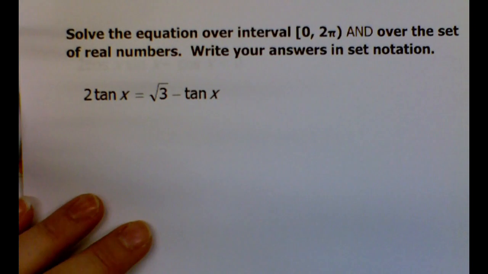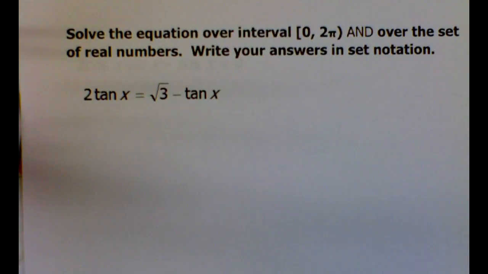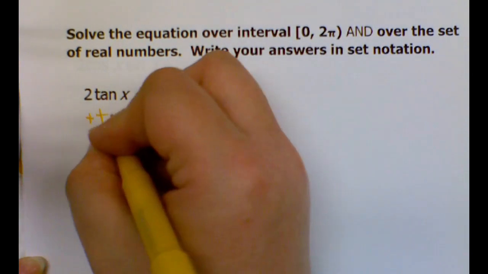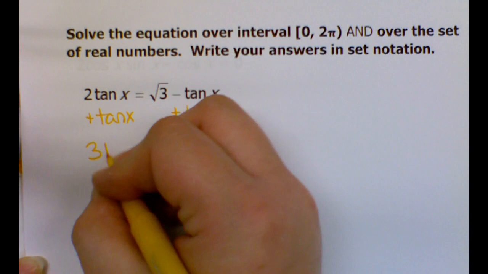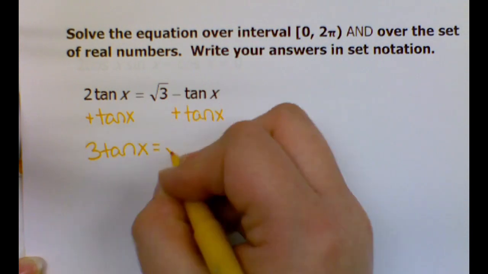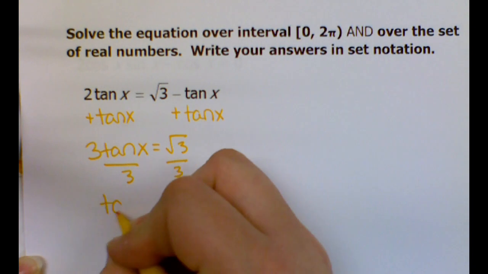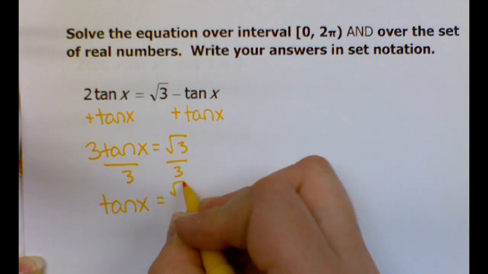All right, now we're going to solve over the interval 0 to 2 pi and also over the set of all real numbers. So let's look at that. Get my tangents on one side. I get 3 tangent of x equals square root of 3. Divide by 3. And the tangent of x equals square root 3 over 3.